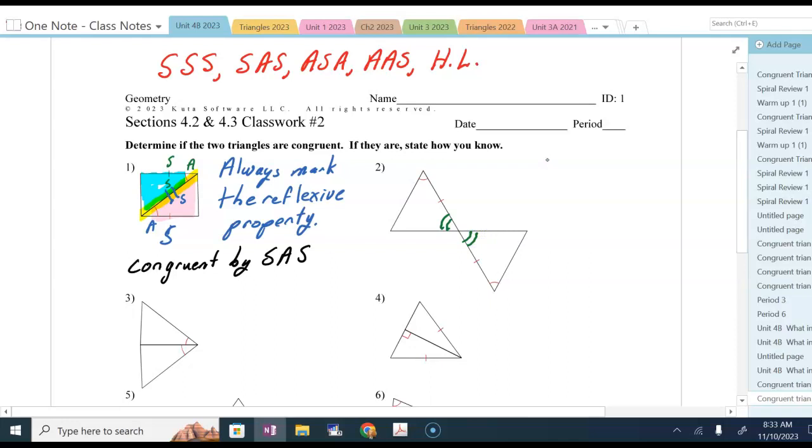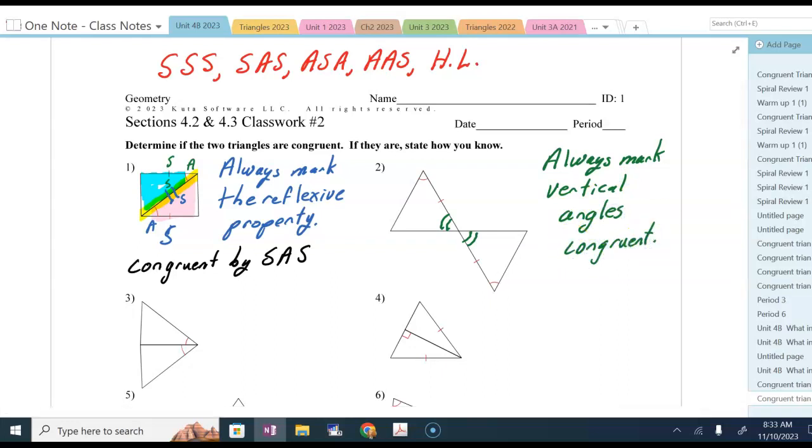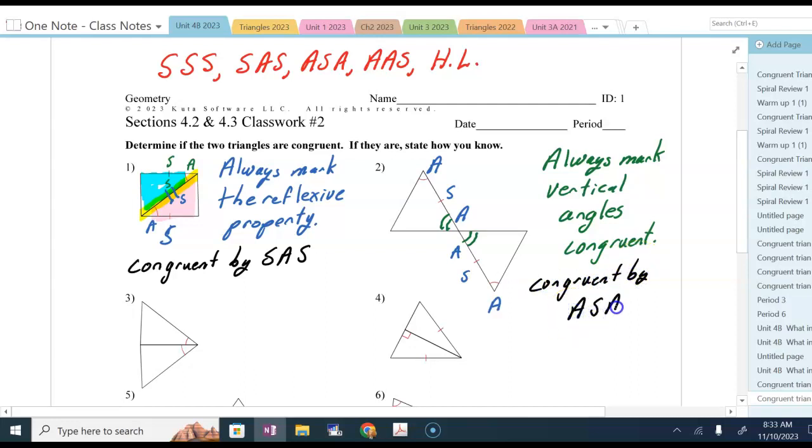In problem number 2, you'll notice that we have vertical angles, and we learned vertical angles are always congruent. So always mark vertical angles congruent. After you mark those vertical angles congruent, we have an angle, a side, and an angle in the top triangle. Likewise, in the bottom triangle, we have the same angle, the side, and the angle. So these are congruent by angle, side, angle.